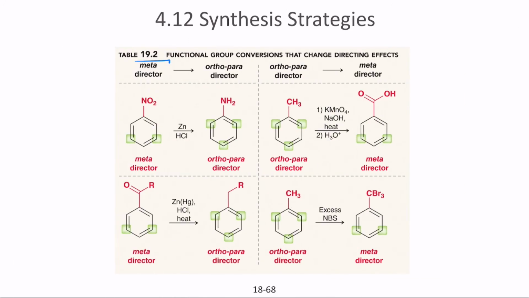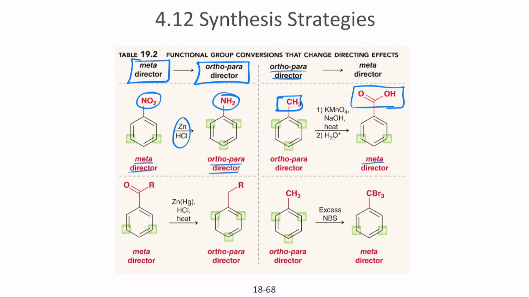When you are going from a meta director to an ortho-para director, the common way we can do that is by using zinc. For example, we can convert NO2 to NH2 to turn a meta director into an ortho-para director. When you have an ortho-para director, which is CH3, if you oxidize it, you get benzoic acid, which is a meta director. When you have a meta director, which is a carbonyl group, when you reduce it, you can create an ortho-para director, which is an alkyl group. When you have an ortho-para director, excess bromination can cause it to become a meta director. And these are the functional group conversions that can change the directing effect of the substituents that you are using.